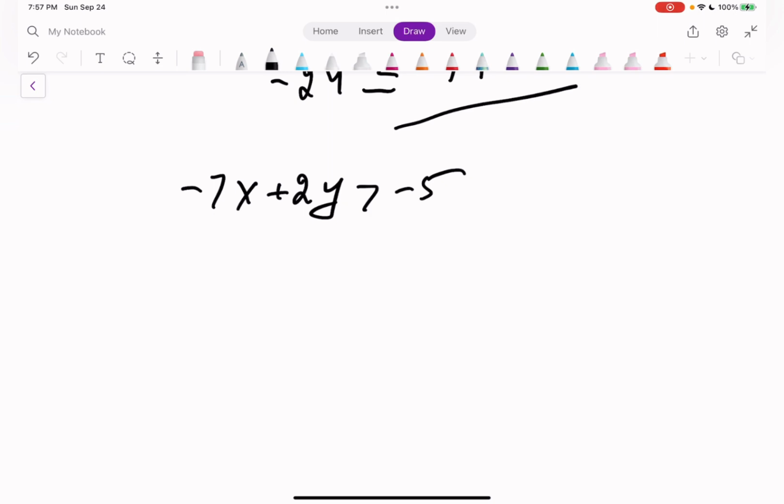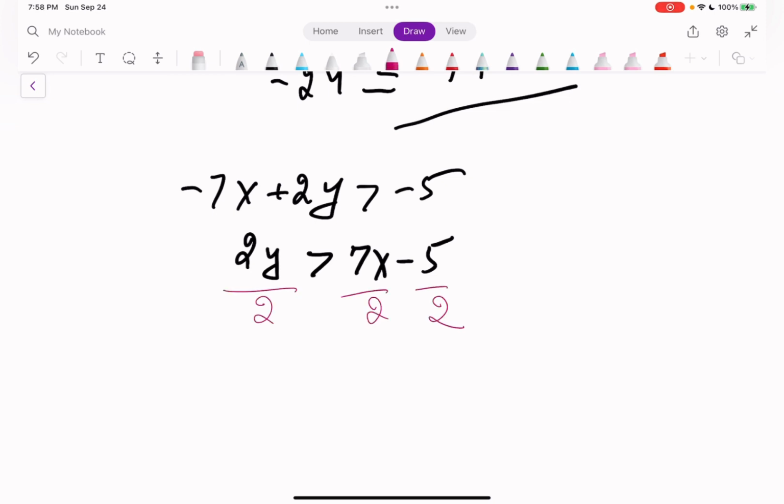For slope and intercept, I'm going to simplify and solve for y. 2y is greater than or equal to 7x minus 5, okay, dividing by 2. This is gone, and I'm getting y is greater than or equal to 7 over 2 x minus 5 over 2. This is going to be a disaster, 5 over 2. I need to be able to draw 2.5, because 5 over 2 is 2.5, right?